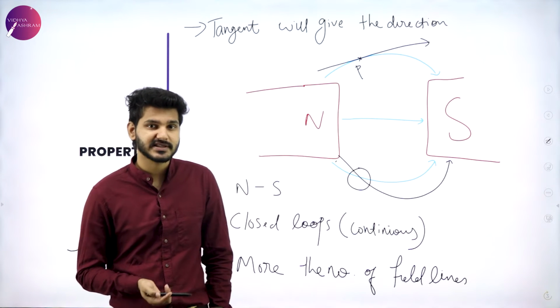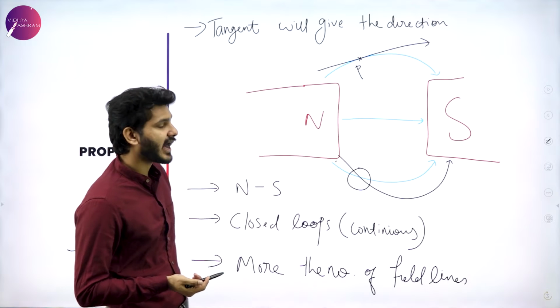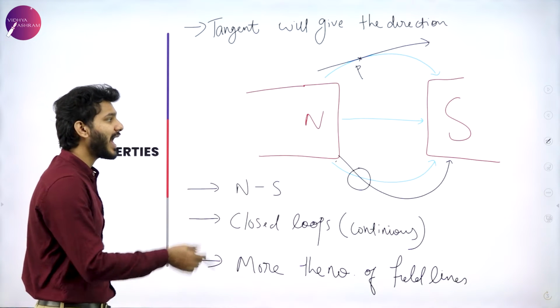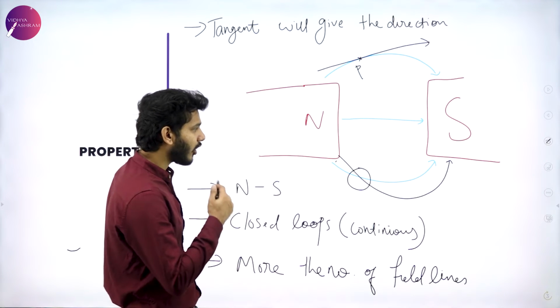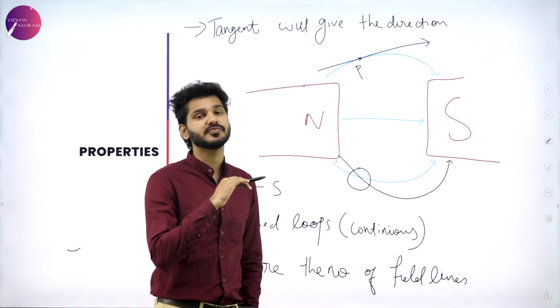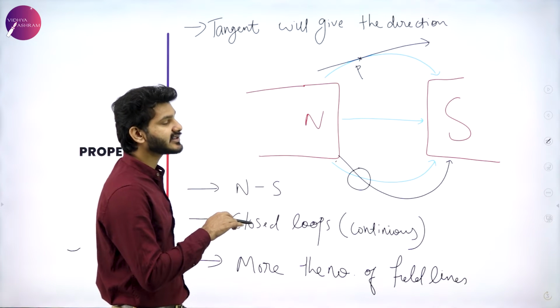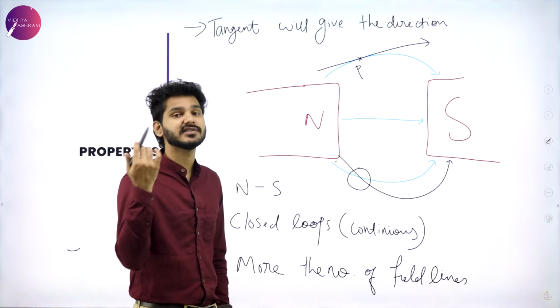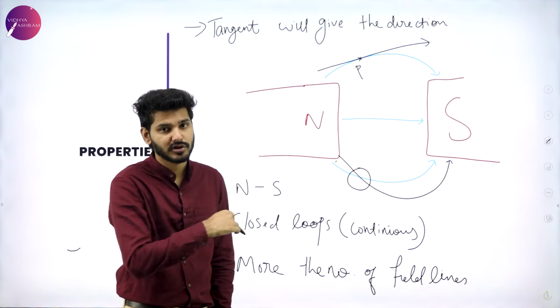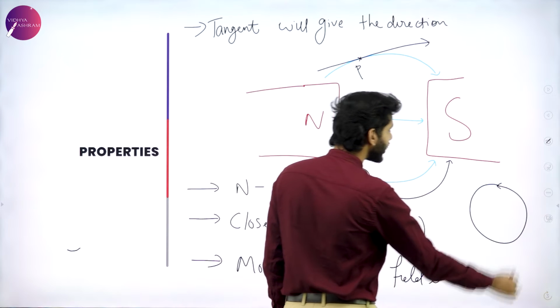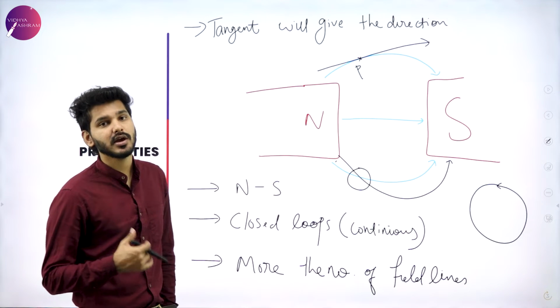A magnet has two poles basically. A magnet will always have north and south poles, and the magnetic field lines will start from the north pole and end in the south pole, and they always form continuous loops. That is, there is no break in between. They will start from the north and end in the south pole. Inside the magnet, they will start from the south and end in the north pole. So basically, they form continuous closed loops. They have no beginning or end.